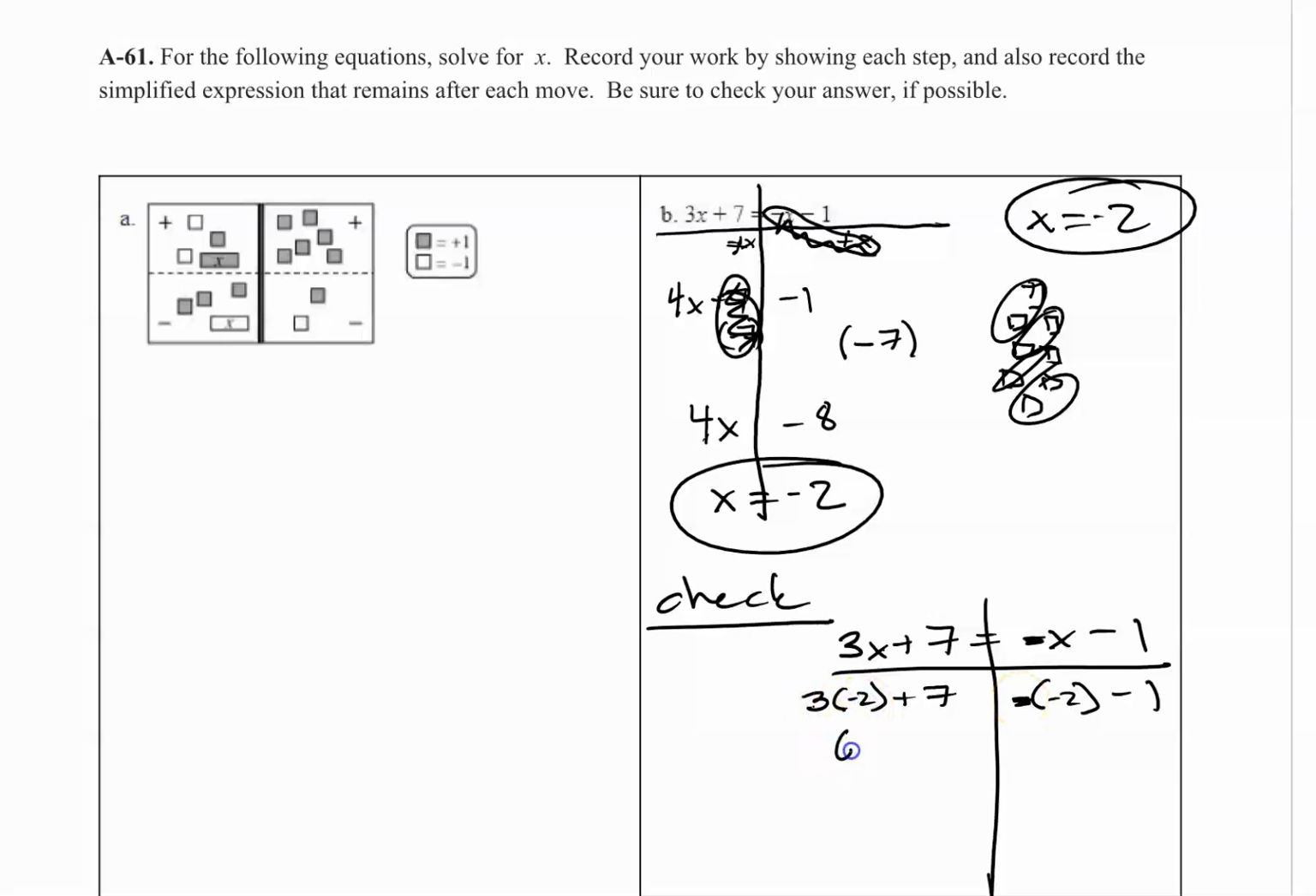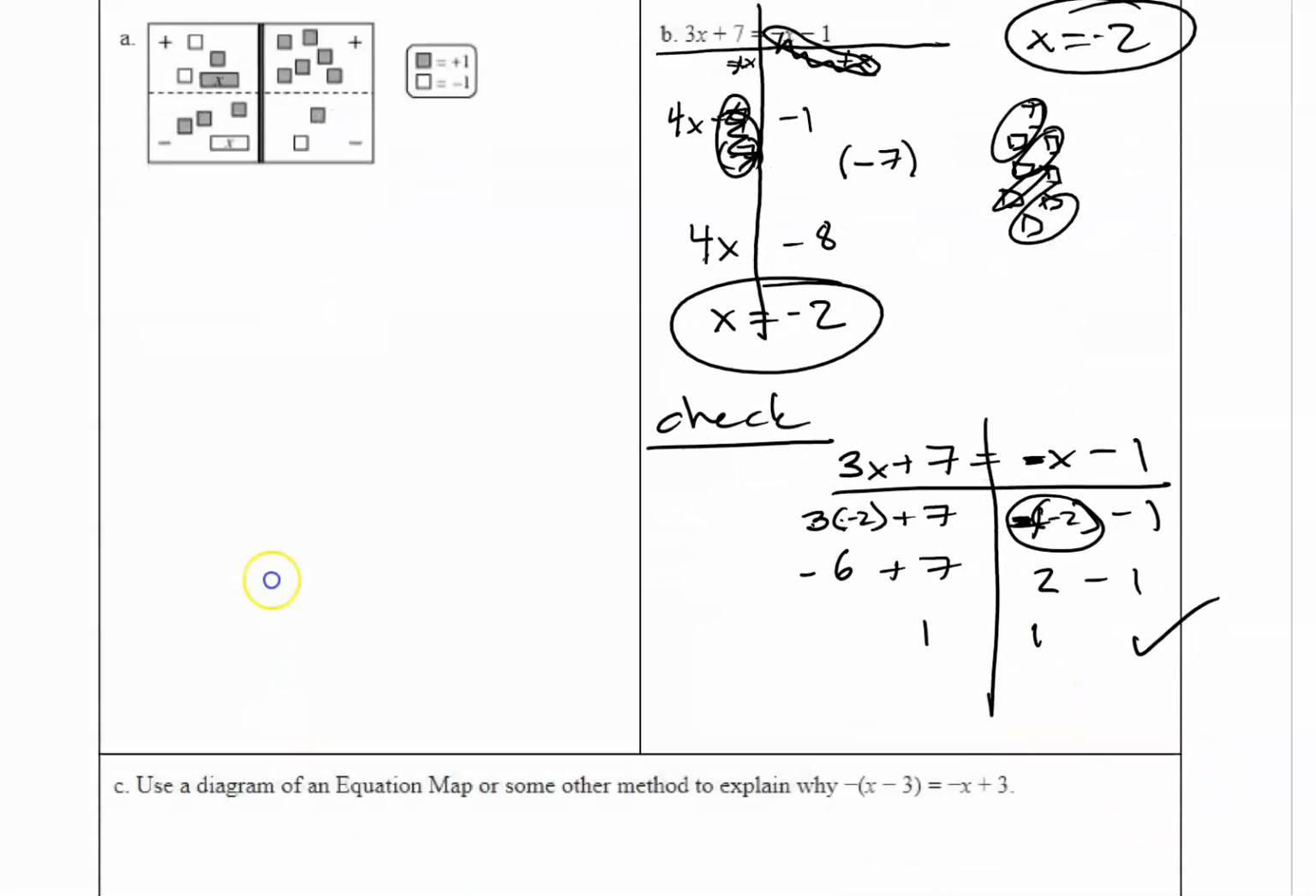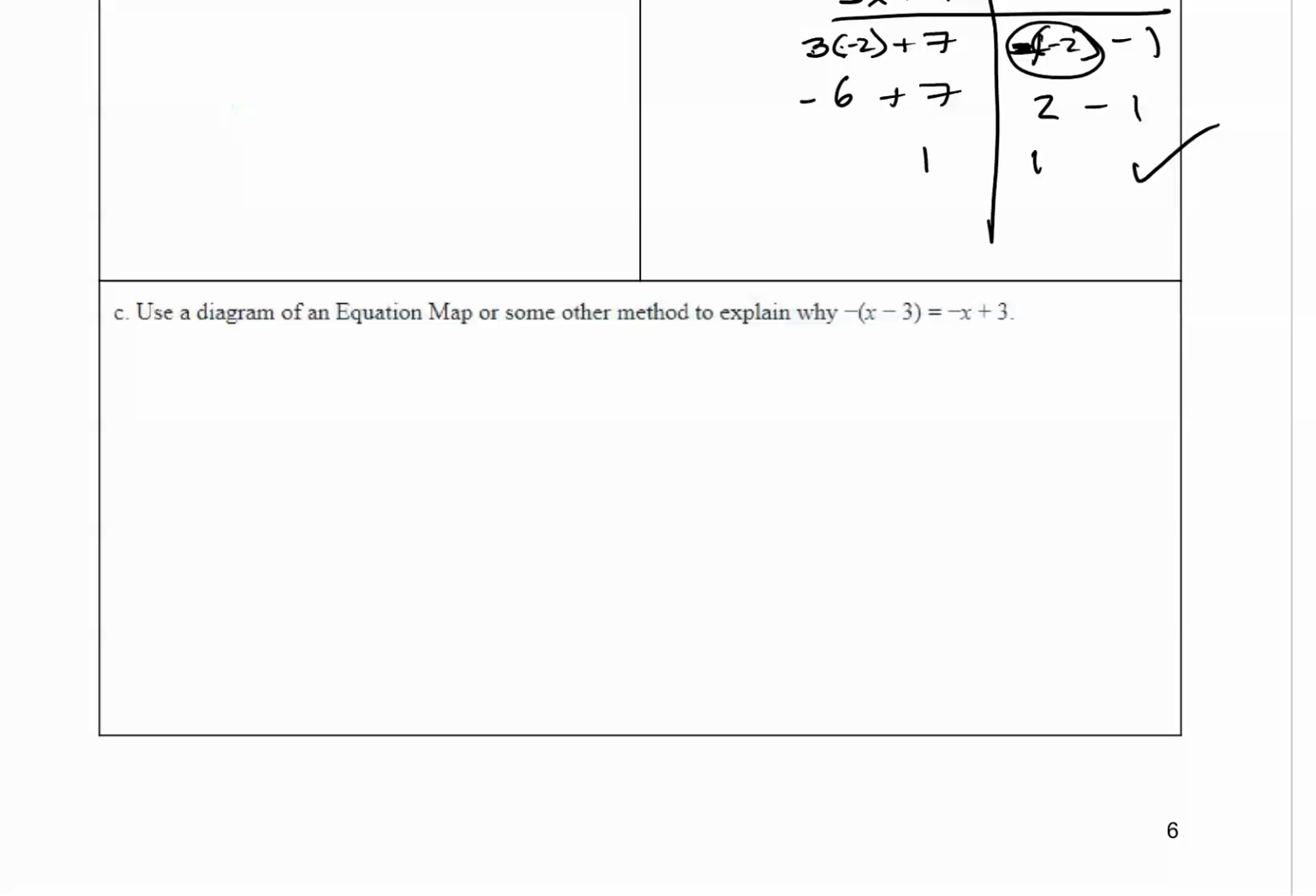3 times 2 is 6. Positive times negative stays negative, negative 6. If you add 6 onto that, you're at 0. So if you add 7 onto that, it takes you to 1. Okay, double negative, negative, negative 2. Those negatives cancel each other out. Makes a big plus sign. So that's going to be 2 minus 1, which is 1. Check. All right, part C. Both sides match on that one, so x equals negative 2 is the solution.